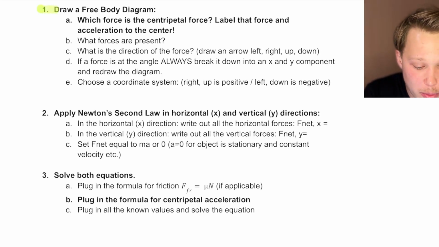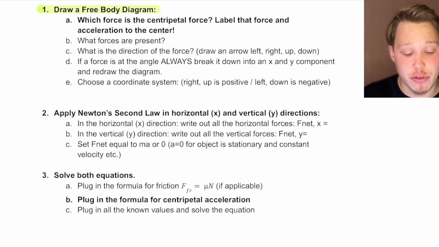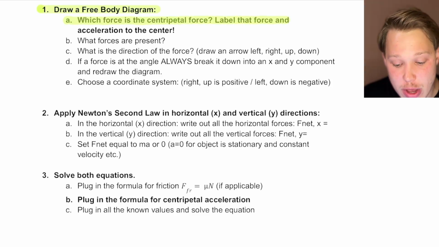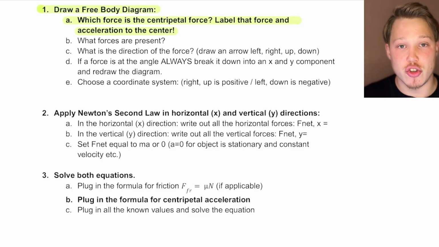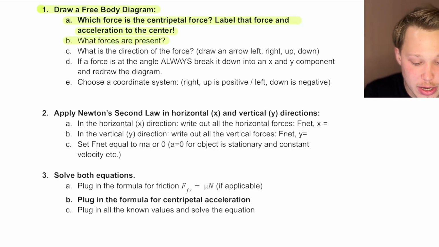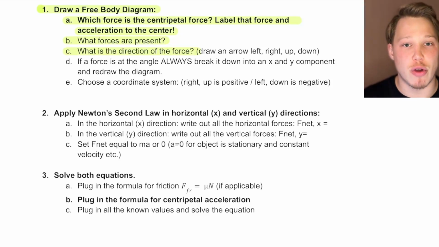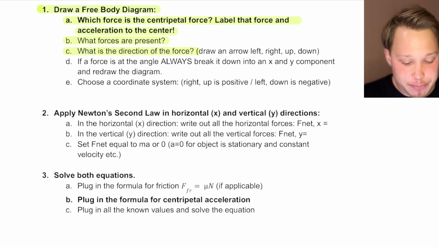We still start by drawing a free body diagram, except now if we know that an object is moving in a circle, we need to identify what the centripetal force is in this case. We need to label that force and the centripetal acceleration to the center. Then we draw the rest of the forces. What are the forces that are present, in which directions are they pointed, left, right, up, etc.? Those are all the steps that we have outlined already in our video on Newton's second law, so you should watch that if you're not sure about this.